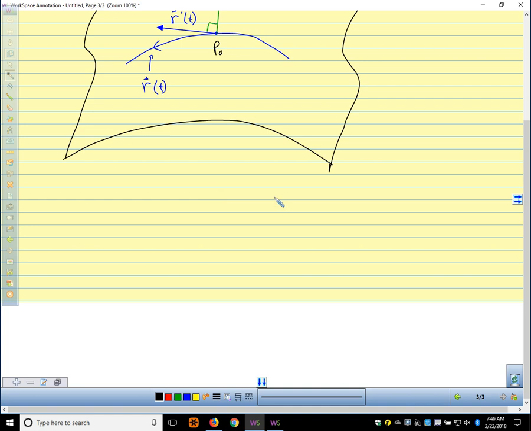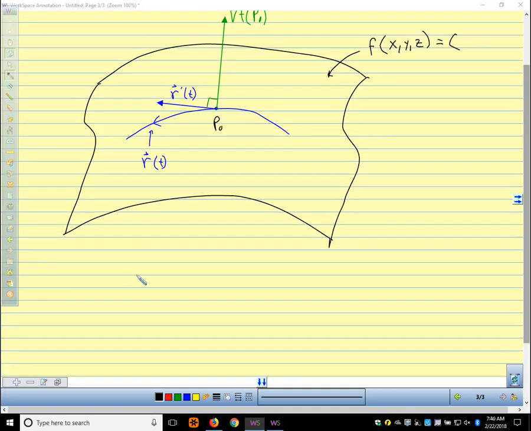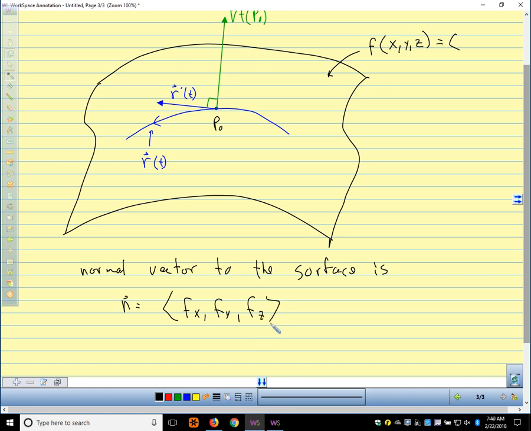All right, and we can write, using this, our normal vector to the surface is n, which is going to be the vector, I'm going to write it in this notation, f sub x, f sub y, f sub z, so just del f. So that's our normal vector.